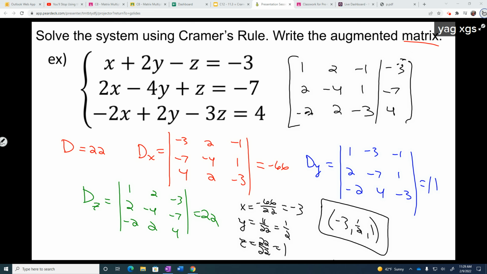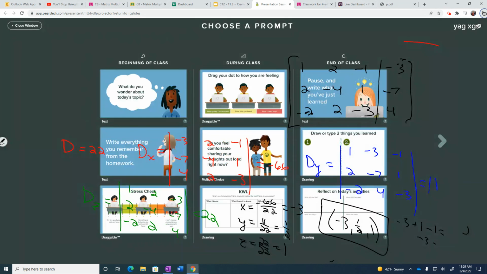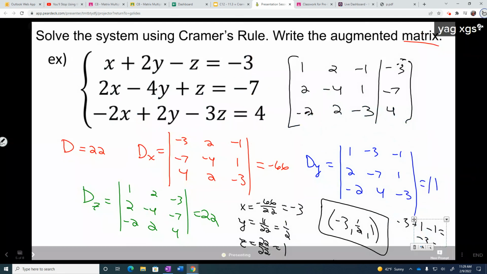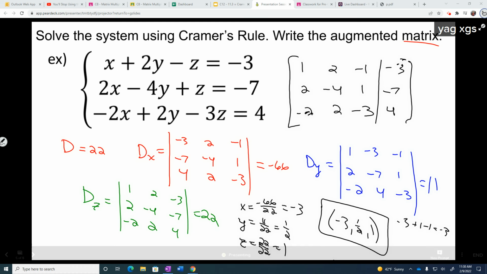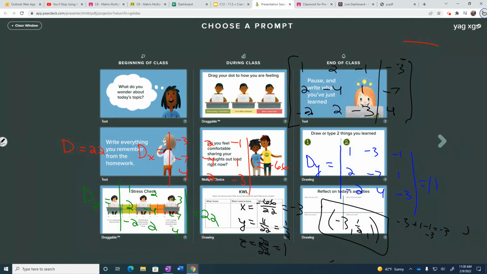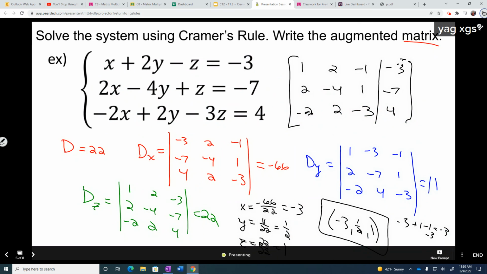And you can also, again, check that. So we got negative 3, plug it in. Negative 3 plus half of 2 is 1, minus 1 for z. That gives you negative 3. Negative 3 is negative 3. You guys feel pretty good about that?